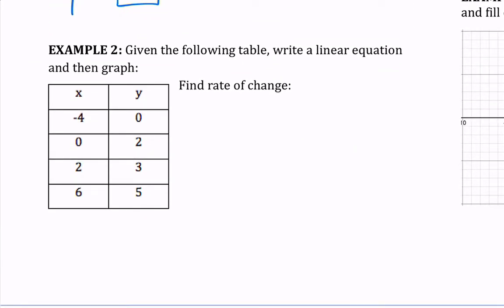Okay, given the following table, we're going to write our linear equation and then we're going to graph. So we need to find our rate of change first. That's our first step. To find our rate of change, we're going to look at our y values. I notice it's 0, 2, 3, 5. I know it's going up, so we're adding. And to get from 0 to 2, we added 2.